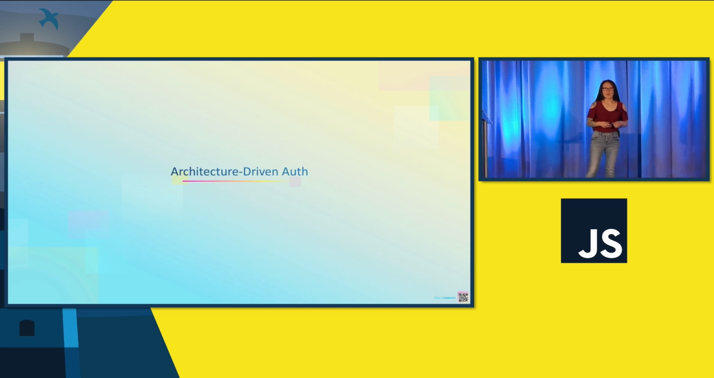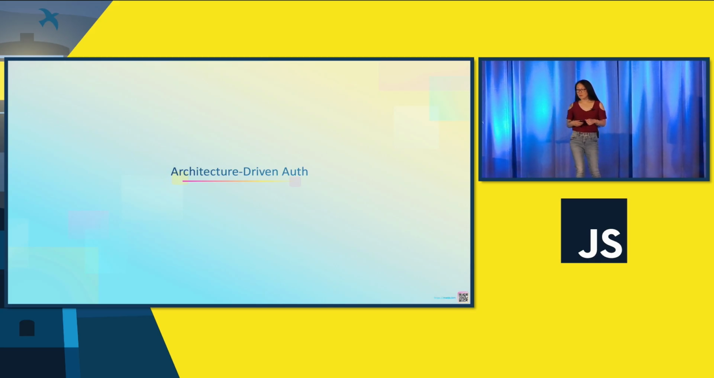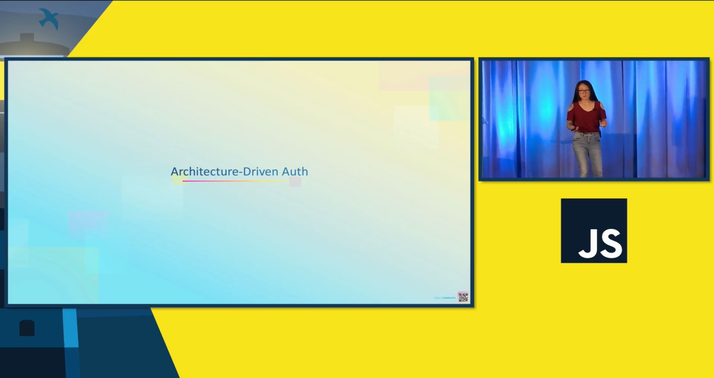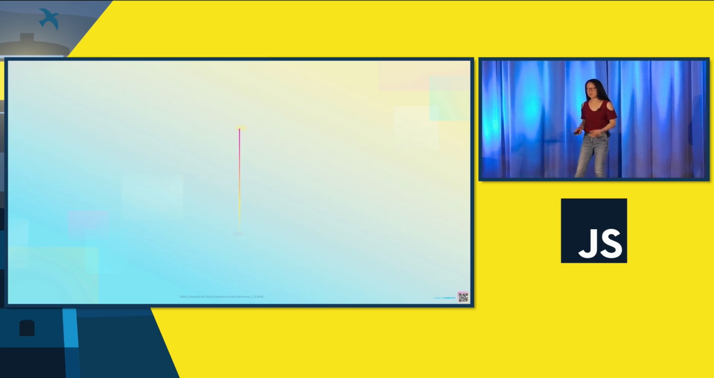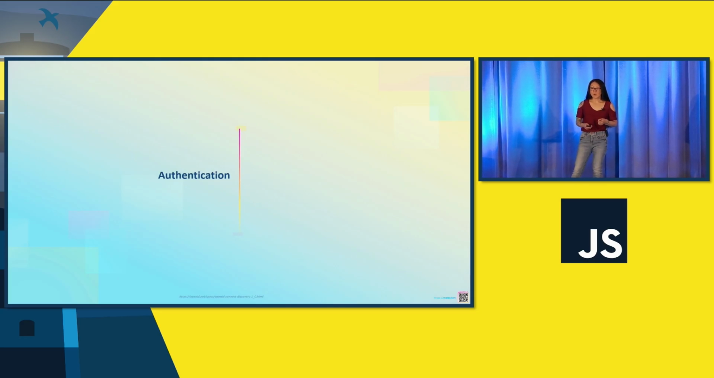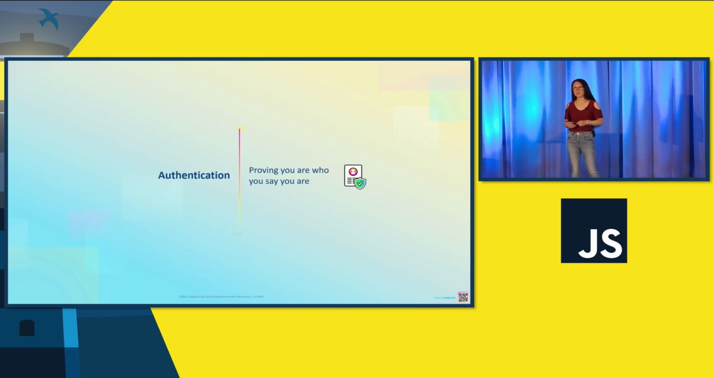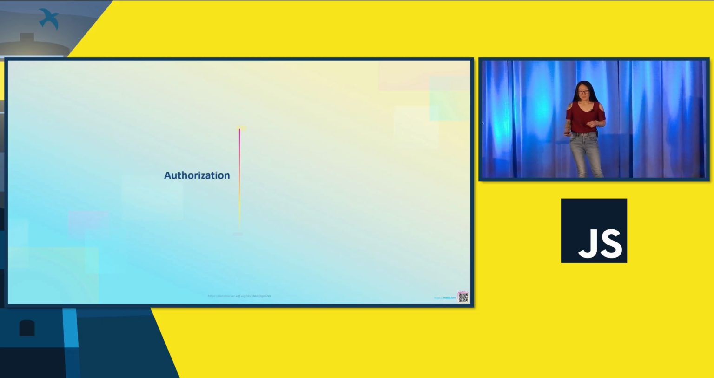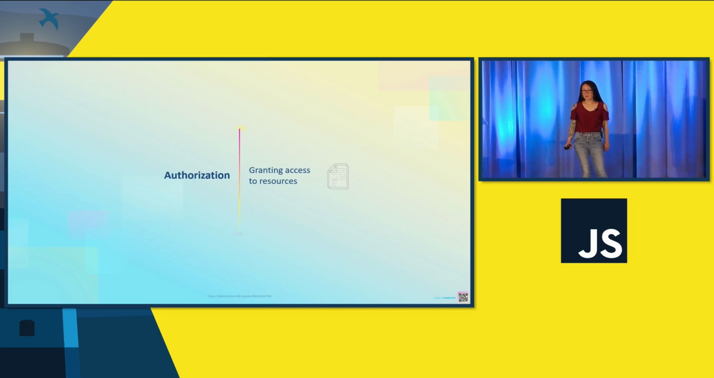So the way that your app is architected has a huge impact on auth and on all of these concerns. But before I get too deep into the architecture, I want to do just a little bit of quick terminology. So authentication is the process of proving you are who you say you are, that is, logging in. Authorization is the process of granting or denying access to resources, like whether the user has permission to access an API.